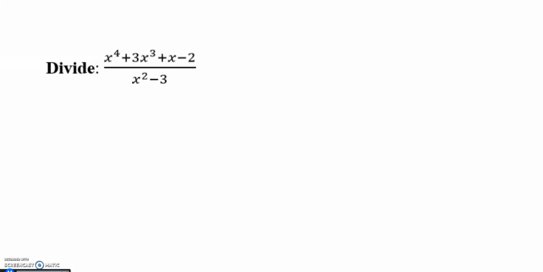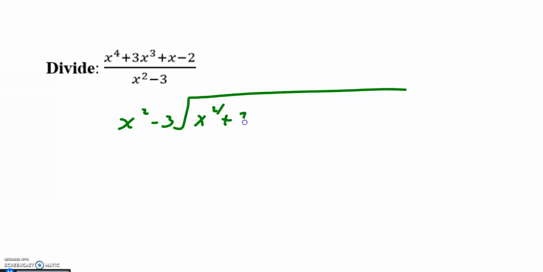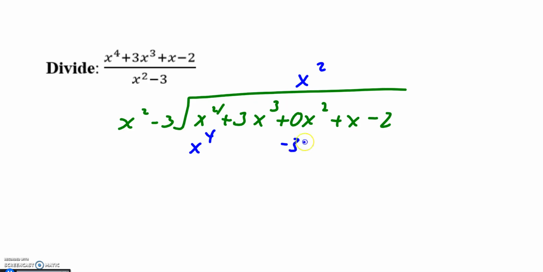Let's tackle this last example. We want to divide x squared minus 3 into x to the fourth plus 3x cubed. We need a placeholder of 0x squared plus x minus 2. So if I think how many times does x squared divide into x to the fourth? X to the fourth divided by x squared is x squared. Now if I multiply back, x squared times x squared is x to the fourth. X squared times negative 3 is negative 3x squared.